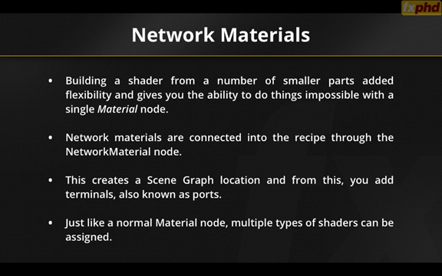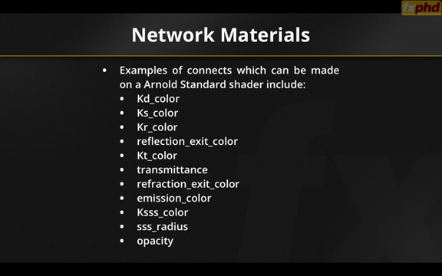And what this does is it creates a scene graph location for you, and you can add terminals, which are also known as ports, which enable you to wire everything together. And just like a normal material node, multiple types of shaders can all be assigned. So in the Arnold standard shader, some of the things that you can connect into are the KD color, KS color, and KR color. So diffuse, specular, and reflection. Also refraction, exit color, transmittance, and various other attributes. Okay, so if you want to put an image into the diffuse or the specular, you can wire it in through one of these ports that I'm showing you.